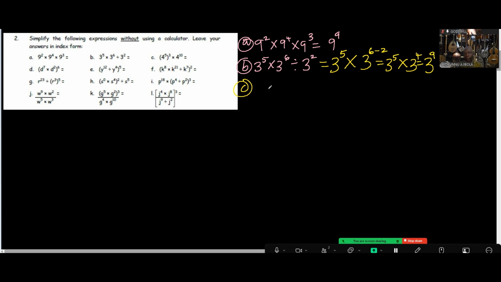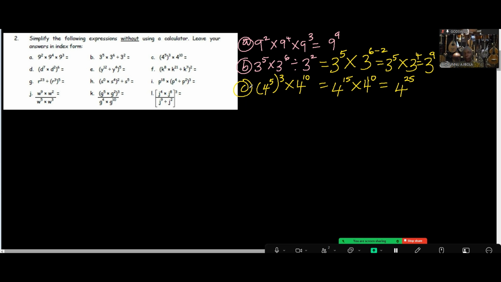Then the third question, we have the combination of the one in the bracket, 4 raised to the power 5, then another power, then times another 4 raised to the power 10. So what we do is to firstly solve the one in the bracket. Use 5 times 3, that's 15, then times the other 4 raised to the power 10. Now we're going to add the powers together because it's times. So that is 4 raised to the power 15 plus 10, and that is 25.